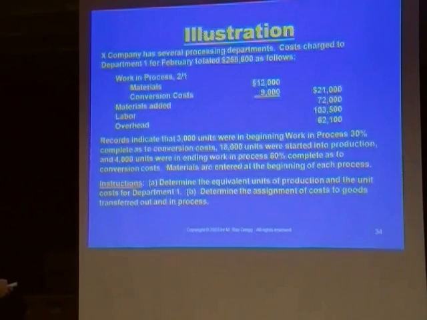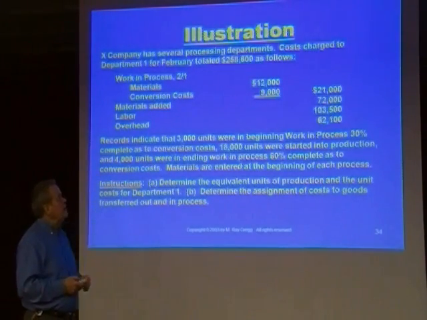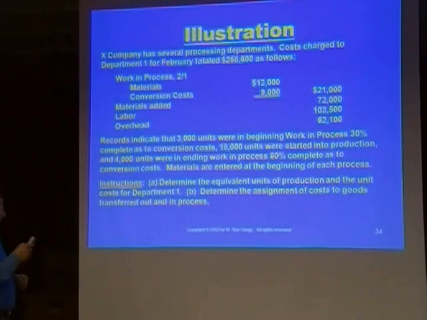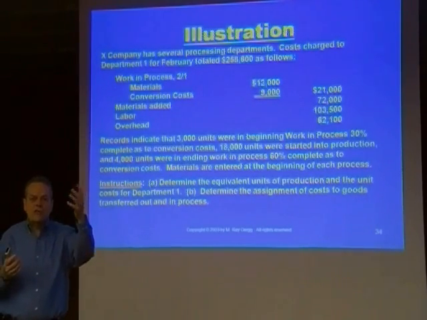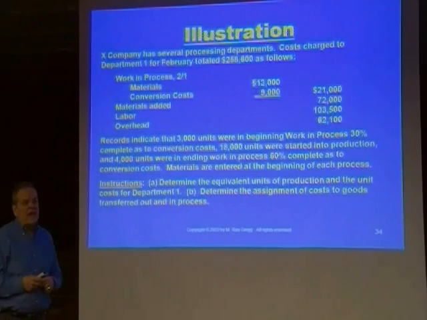Our company had several processing departments. Cost debited to Department 1 for February totaled $258,600 as follows. There are cost and beginning inventory. In order to accomplish this, we need to know what comprises the beginning inventory. We need to know the distinction between the materials cost and beginning inventory and the conversion cost. The problems will specify that if there is a beginning inventory.